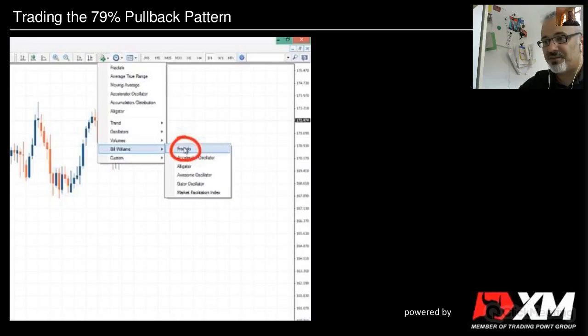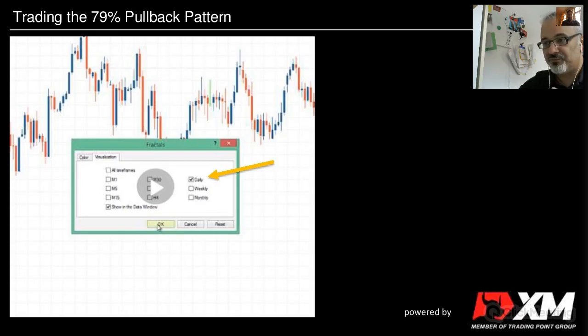Good. How do we add this on the chart? Just click on the indicators, then go to Bill Williams, click on fractals, and on the next screen the properties will be shown. Very important, because of the daily method, just click on the daily. You can see it here by the yellow arrow.